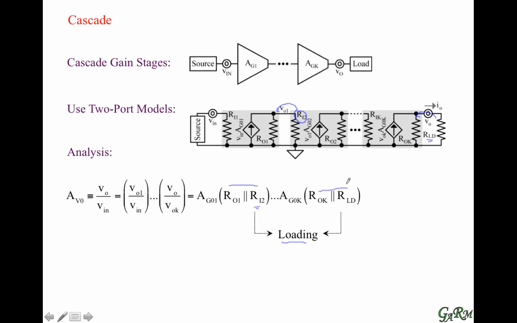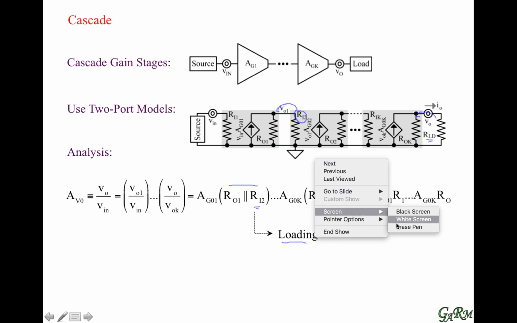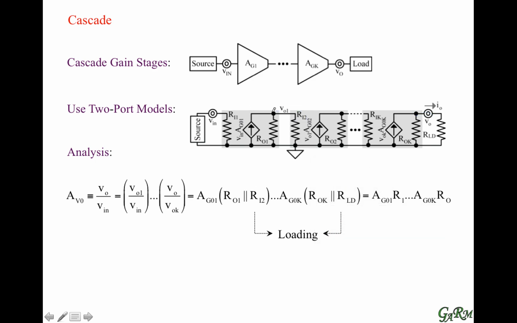Each of these parallel combinations, we can actually just call by an equivalent resistance. So at each intermediate node we have an equivalent resistance to ground, and it's just a parallel combination of all the resistances that we see there. That's what we can call R1 for the resistance at the output of the first gain stage. For the resistance at the output of the last stage, it would be the load resistance in parallel with the output resistance of the last stage, and that's what we'll call the output resistance of the overall circuit.